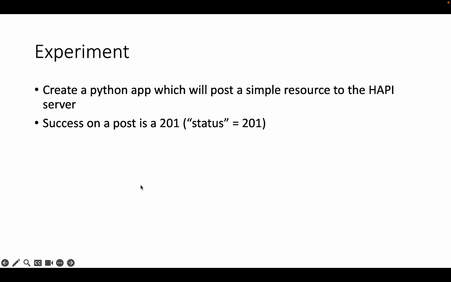So how about experimenting? As a task for you to take home, consider creating a Python application which will do a simple post to the Happy Fire server because you don't have to worry about security. Create an object and then check the returned object for the status of 201, and you will determine whether or not your post was successful.